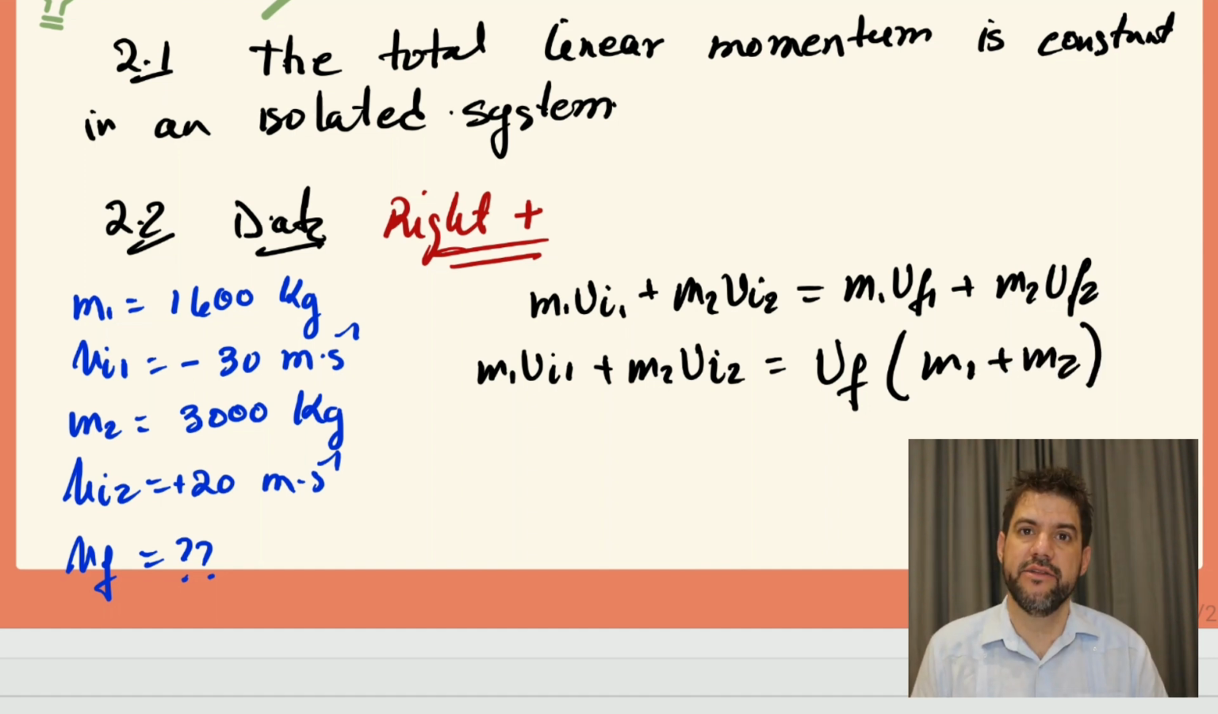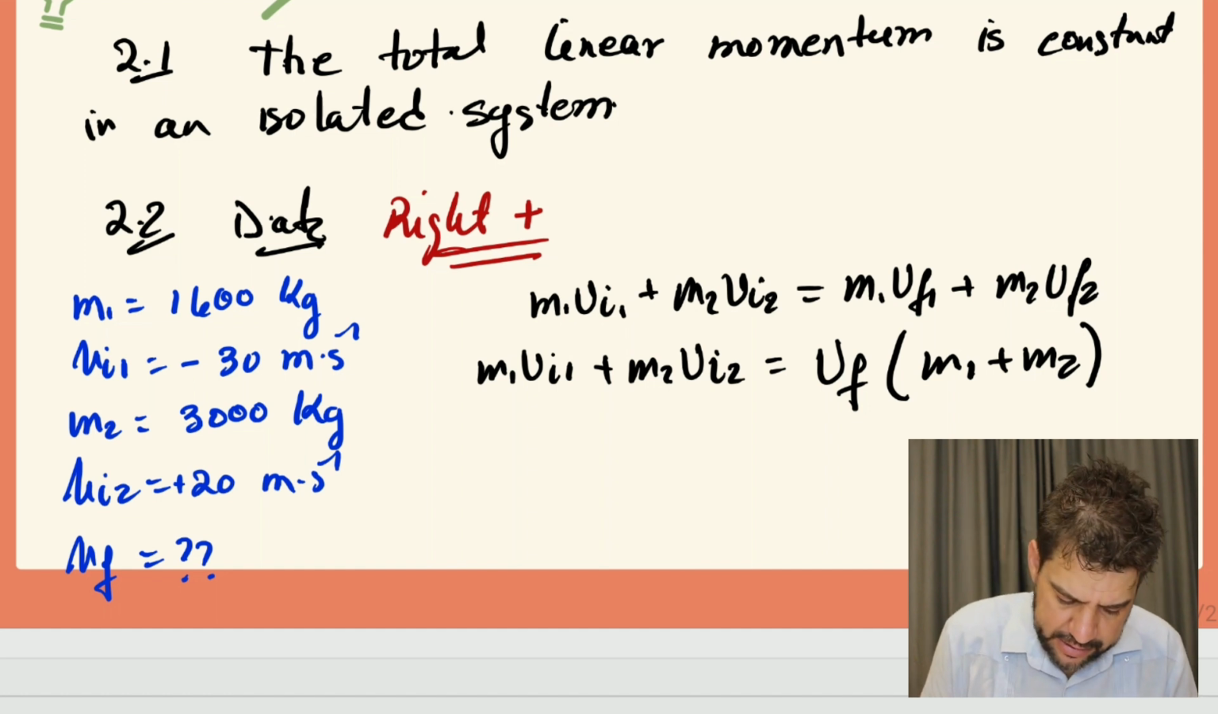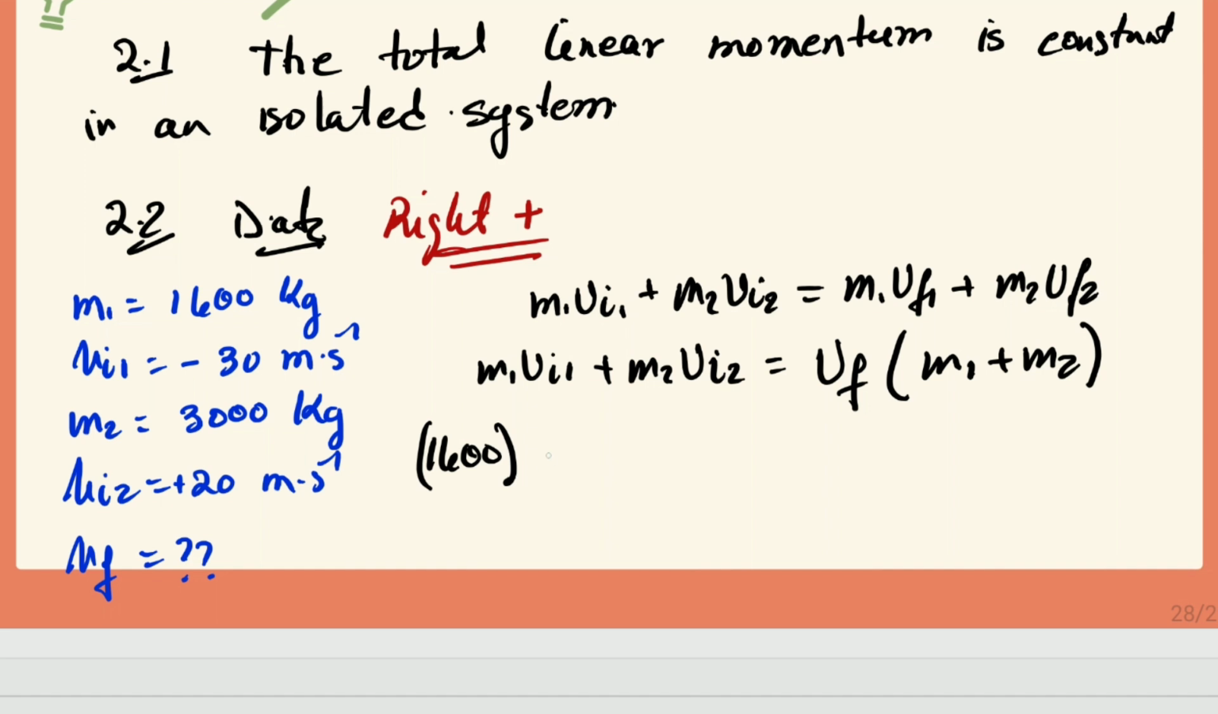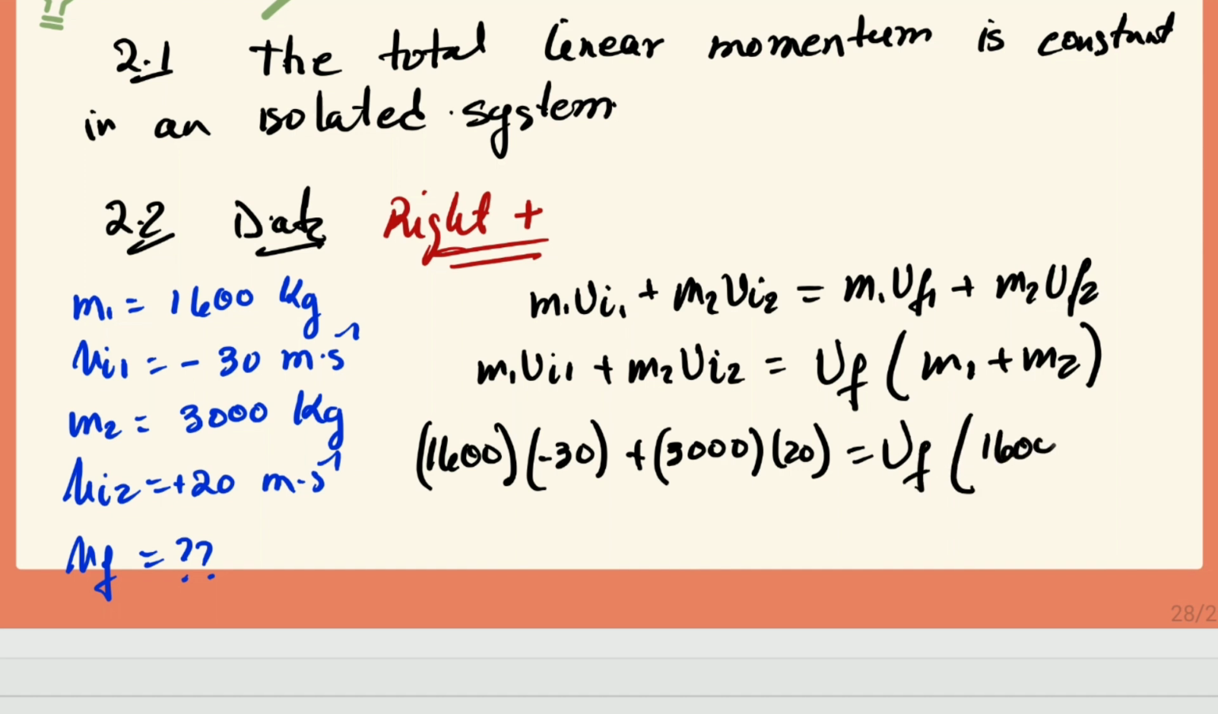Guys, we are ready to substitute. This one is not necessarily a step. You can substitute even without doing this one and you will get the answer. So m1 is 1,600. v1 is negative 30. This one is 3,000, positive 20. Vf, bracket 1,600 plus 3,000. Guys, this is just calculation. So let me do it real fast.